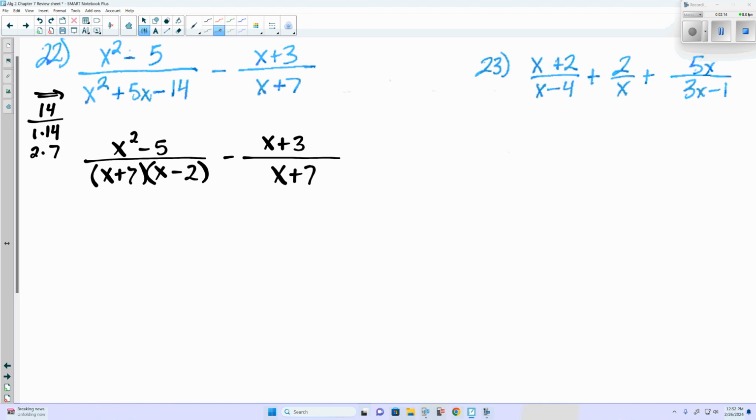So it works out to be x plus 7 and x minus 2. Because we can check and make sure we do get a middle term of 5x. I said 3, I meant 2. X times negative 2 is negative 2x. 7 times x is plus 7x. Giving us the positive 5x that we wanted.